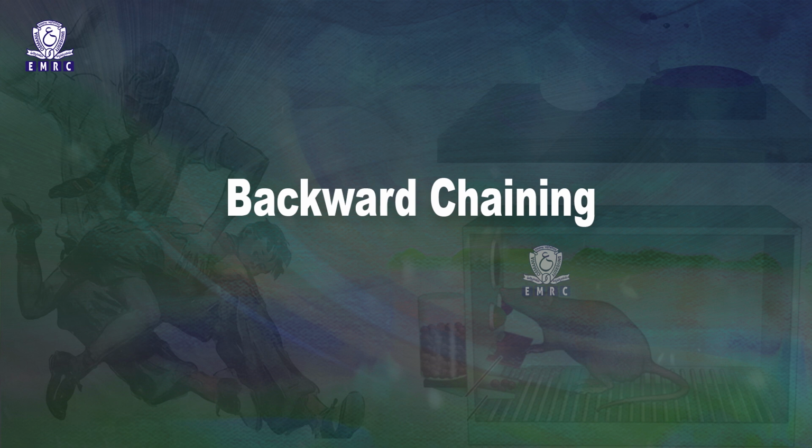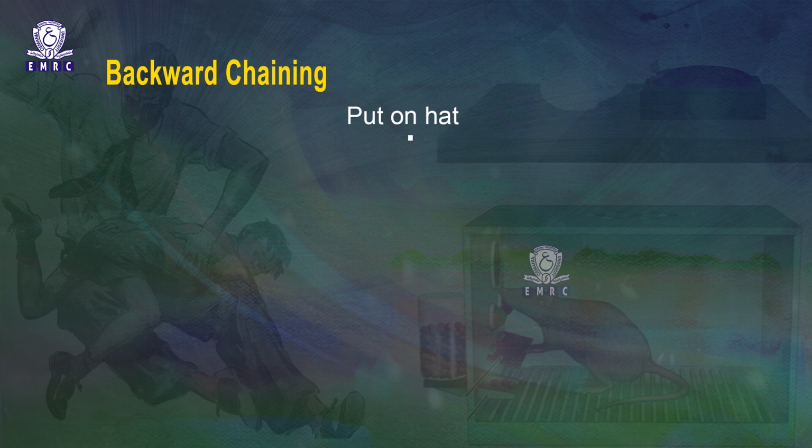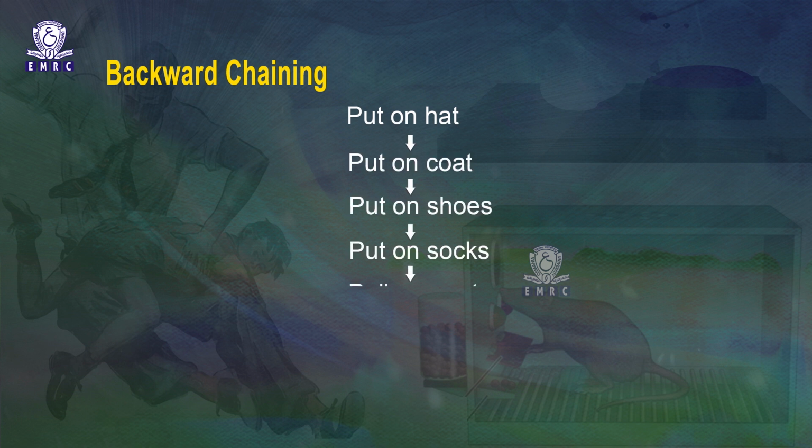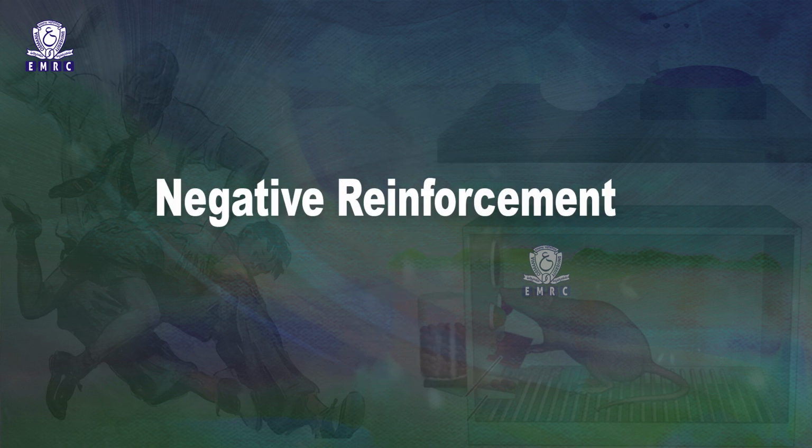Backward chaining illustrates how a sequence also works in reverse. Here is an example of backward chaining for a child learning to get dressed to go outside on a cold day. Put on a hat, put on coat, put on shoes, put on socks, pull on pants, put on shirt, put on underpants.